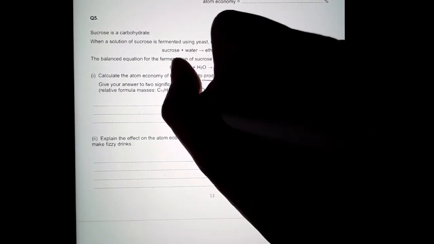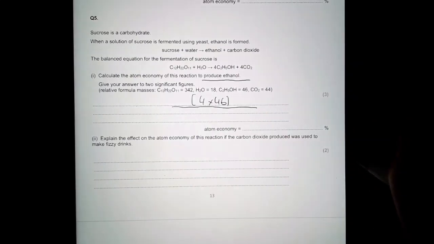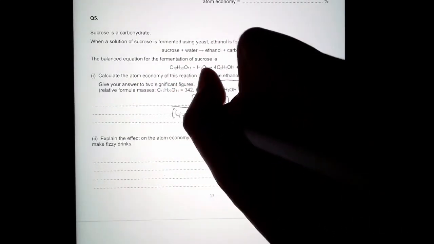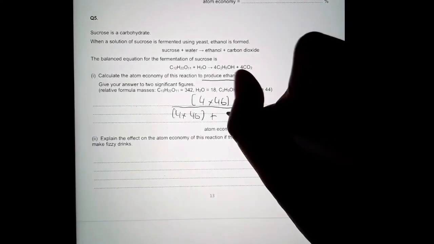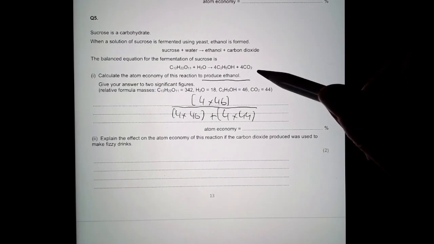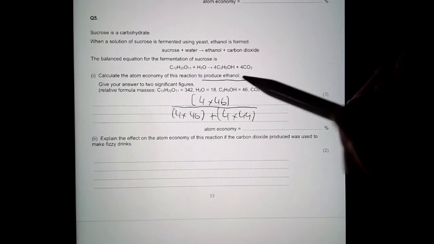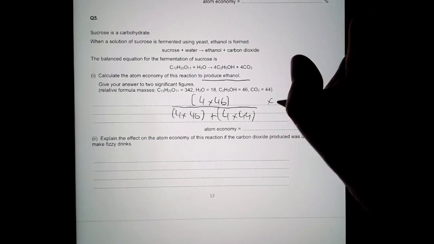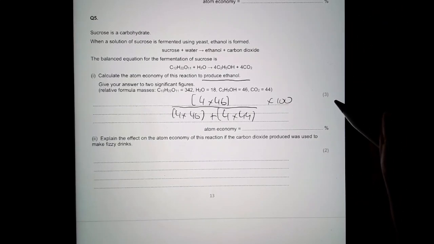Because there's a big number 4, it's going to be 4 times 46. That's the formula mass of the product I want. And I'm putting that over all of the products. So it's going to be 4 times 46 again, plus 4 times 44 for the 4 CO2s that I am making. So formula mass of the product you want over the formula mass of all products. And again, you're working that out as a percentage. You get 3 marks for that. So it's really not difficult.